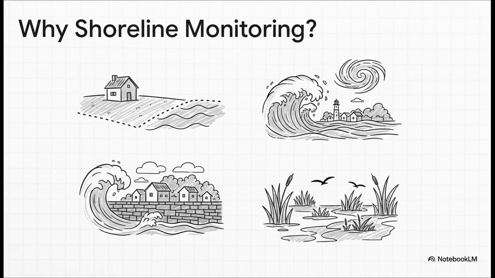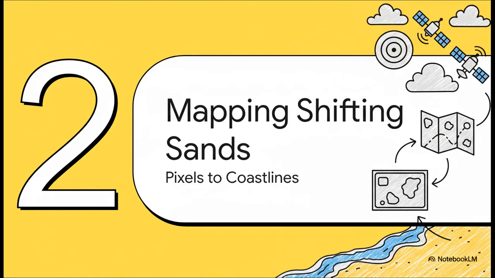And listen, this is not just some academic exercise. This data has direct, real-world consequences. We're talking about defining legal property lines, predicting where hurricane flooding is going to be the worst, managing erosion to protect whole communities, and monitoring the health of vital resources like our wetlands. Okay, so how do we actually get our hands on this crucial data?